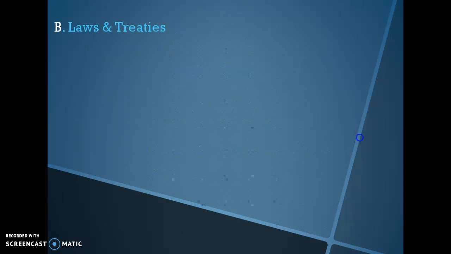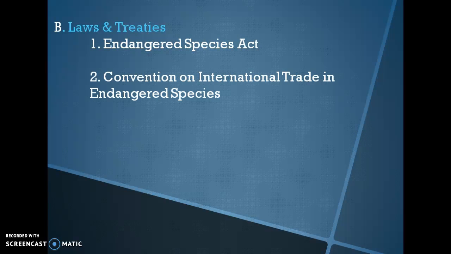Laws and treaties are used to protect. There's the Endangered Species Act. There's also the Convention on International Trade in Endangered Species, so it's one of those global things that we do to protect the environment.